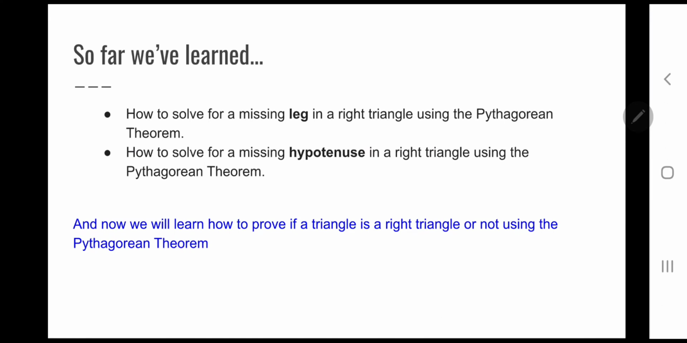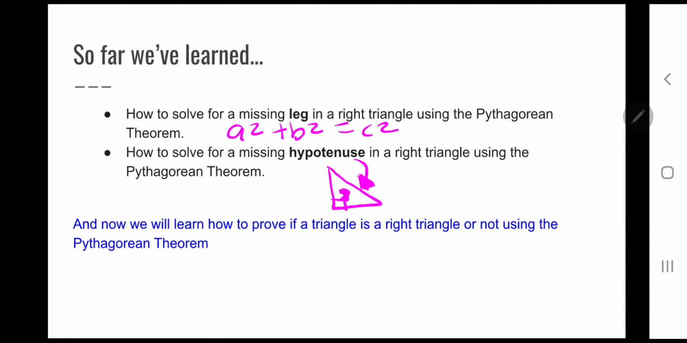And so far we have learned how to solve for a missing leg in a right triangle by using the Pythagorean theorem. Remember, Pythagorean theorem is a squared plus b squared equals c squared. Alright, and then we've also learned how to solve for the missing hypotenuse in a right triangle using the Pythagorean theorem. Now let's just remember this here. Remember that our hypotenuse is always the longest leg in a right triangle, and it's also the leg that's directly across from the right angle.